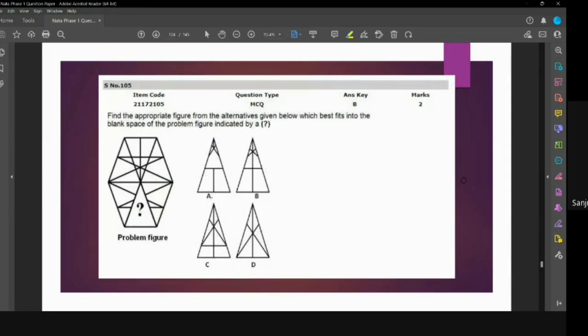Next question. Find the appropriate figure from the alternatives given below which fits into the blank space of the problem figure indicated by a question mark. So, 4 options are given. Which of these figures fits the question mark in the problem figure to make it perfect? The correct answer is option B.